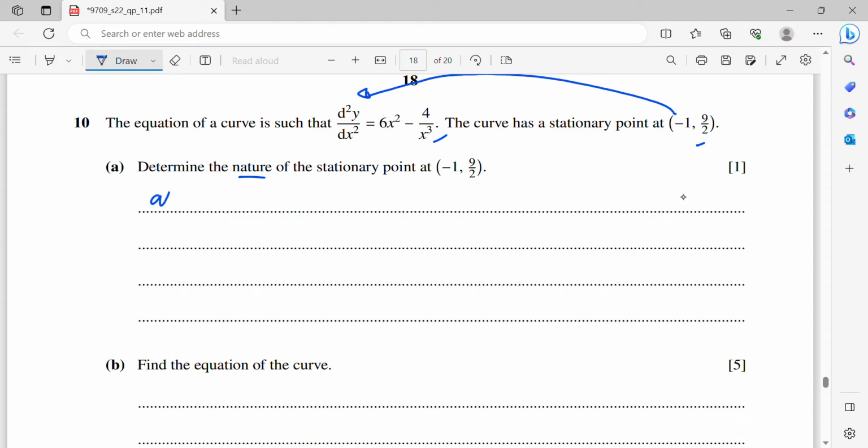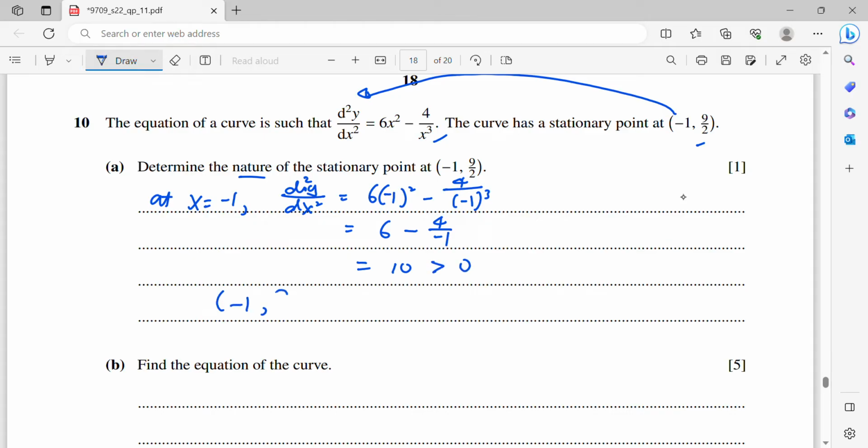So now I will just write x equals to minus 1, d squared y over dx squared will be 6 times negative 1 squared minus 4 over negative 1 cubed. So here is going to be 6, then minus 4 over negative 1. So at last, you will get positive 10. So positive 10 is greater than 0. Therefore, minus 1, 9 over 2 is a minimum point.